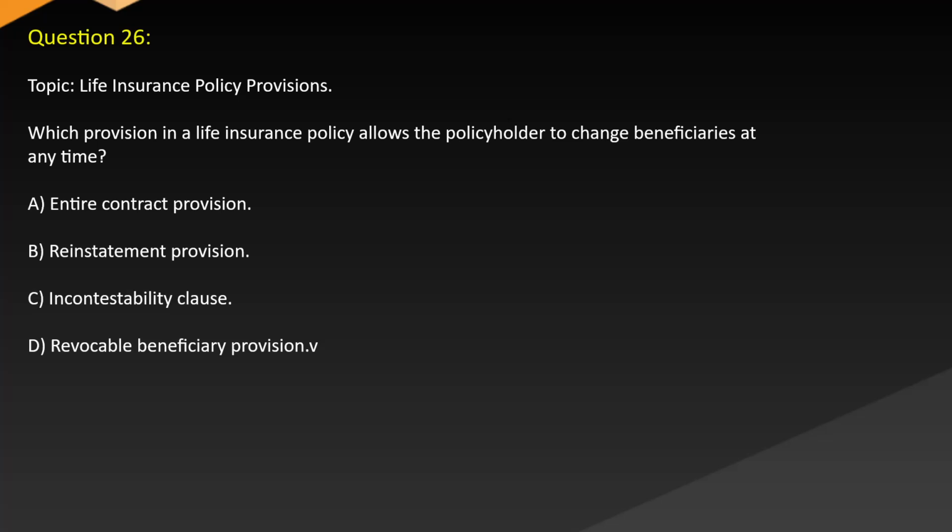Question 26. Topic: Life insurance policy provisions. Which provision in a life insurance policy allows the policyholder to change beneficiaries at any time? A. Entire contract provision. B. Reinstatement provision. C. Incontestability clause. D. Revocable beneficiary provision.